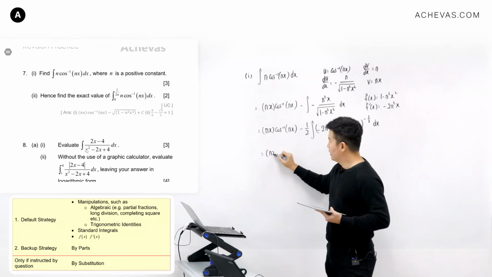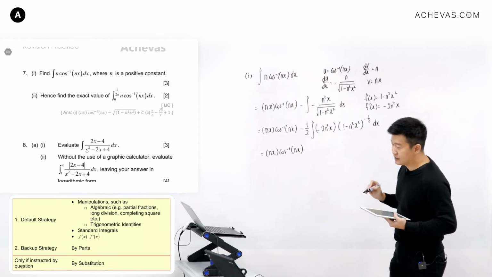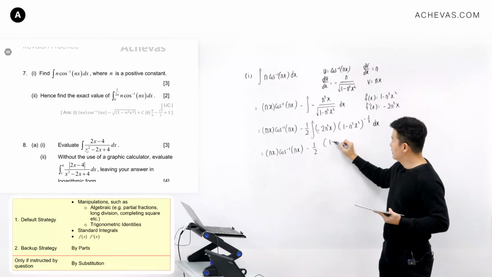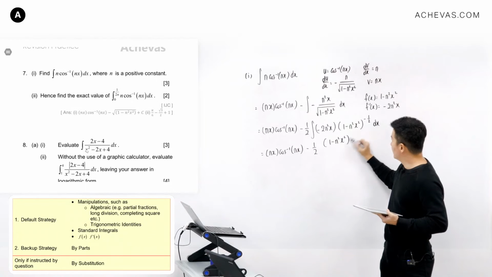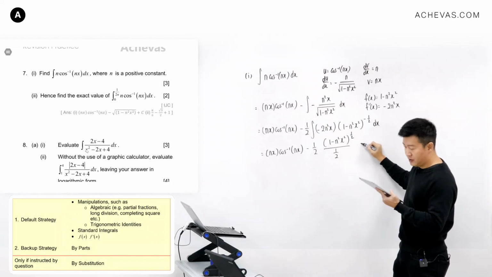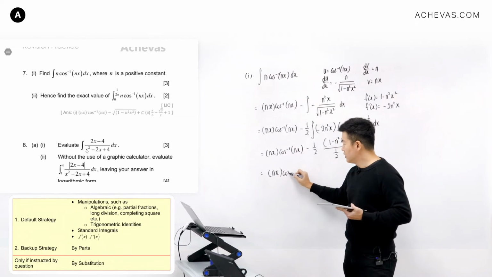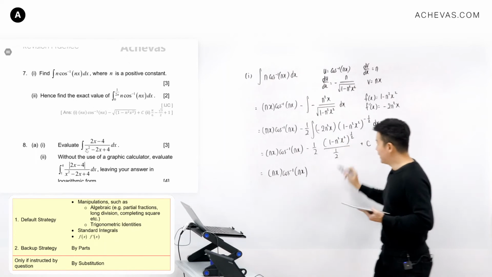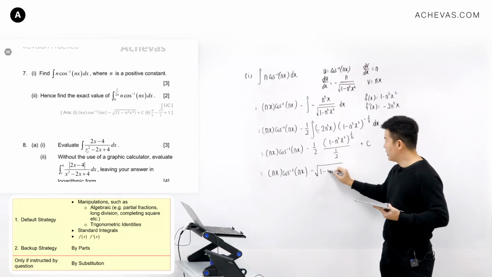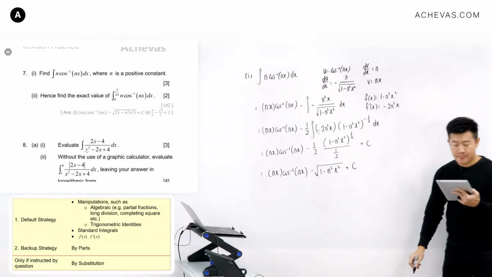So this is nx cosine inverse of nx. Then this is going to be minus half. Integrating this, it is this to the power of minus half plus 1, which is half, divided by half, then plus c. So my final answer is going to be nx cosine inverse of nx, the half will disappear, minus away this, which is the square root of 1 minus n squared x squared, plus c.